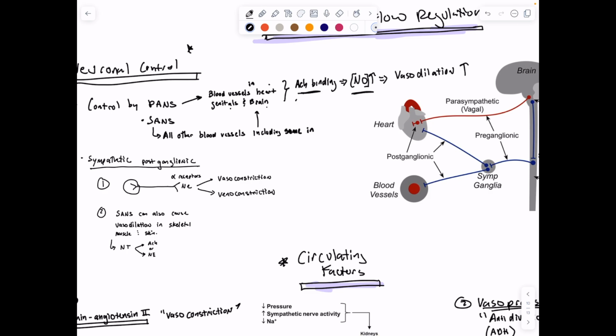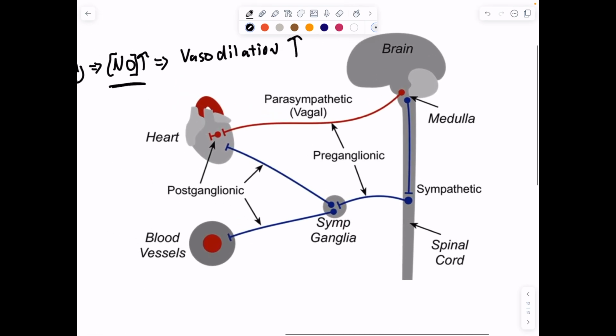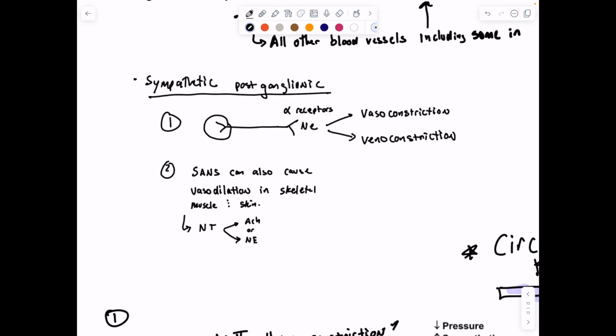Sympathetic nervous system is going to work on all the other blood vessels, including some in the ones that the parasympathetic nervous system works on, aka heart, genitals, and brain. And you can see that here, right? We have the blue is the sympathetic, and we can see that it's going to the blood vessels, it's going to the heart, and then we have the brain up here. All right, sympathetic postganglionic cells are going to have norepinephrine released onto alpha receptors, and alpha receptors on the vessels are going to cause vasoconstriction. Alpha receptors, vasoconstriction.